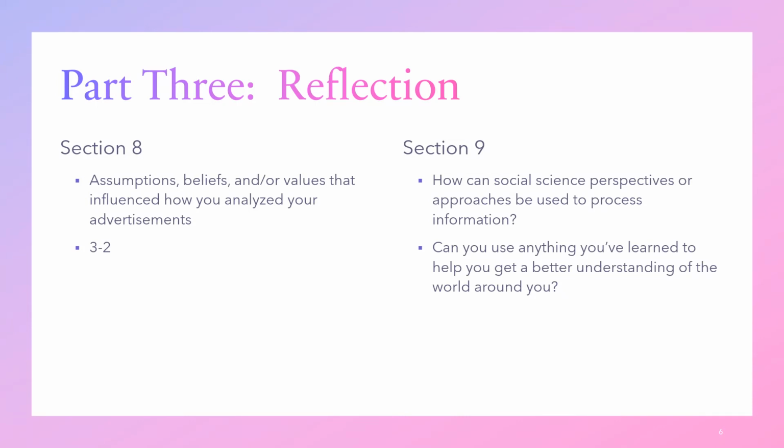For the next section, section 9, you are going to be talking about how social science perspectives or approaches could be used to process information. Is there anything that you can use to help you get a better understanding of the world around you? Maybe a little better understanding of advertisements? Maybe there's something that you can see helping you to create social change.